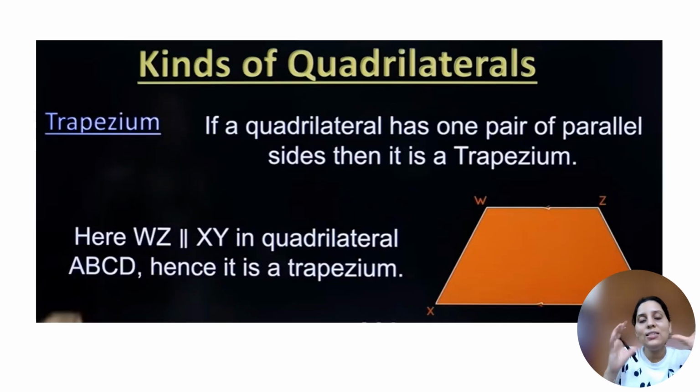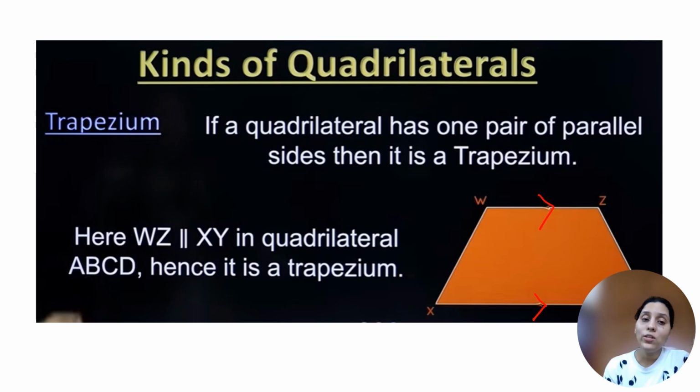Now let us see all the kinds of quadrilaterals in detail and their properties. You will have most of the questions from this part. First is trapezium. It is an irregular polygon. If a quadrilateral has one pair of parallel sides, then it is a trapezium. This trapezium has only one pair parallel. This side is parallel to this side, so WZ is parallel to XY. Hence it is a trapezium. In a trapezium, only one pair is parallel. No other property you have.